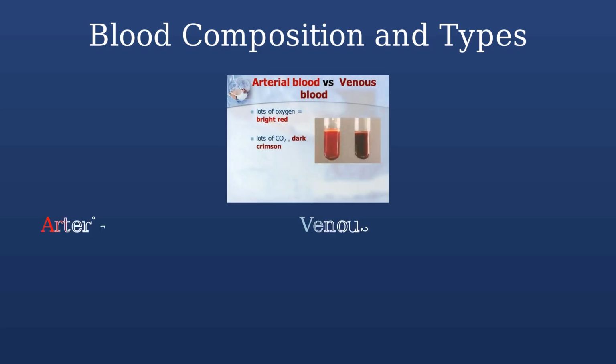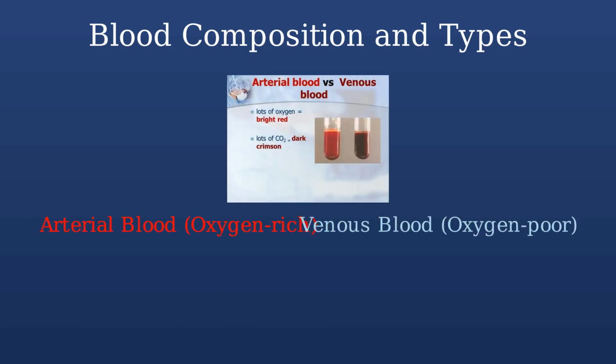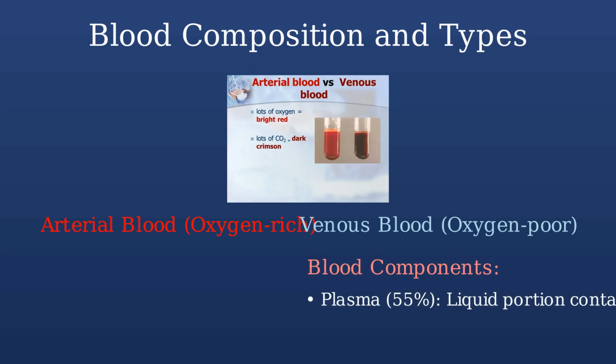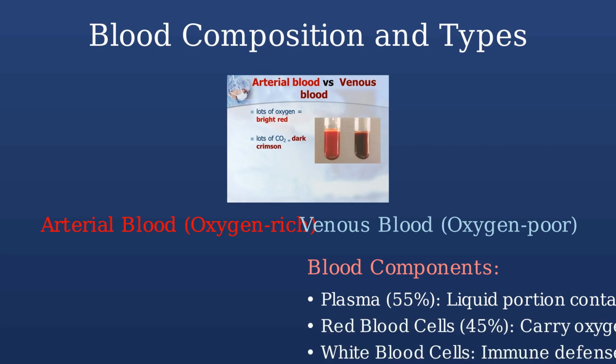Blood is a specialized transport medium that changes color based on its oxygen content. Arterial blood is bright red due to its high oxygen content, while venous blood is darker due to higher levels of carbon dioxide. Blood consists of several components. Plasma makes up about 55% and is the liquid portion containing water, proteins, and nutrients. Red blood cells comprise about 45% and are responsible for carrying oxygen and carbon dioxide. White blood cells provide immune defense, while platelets are essential for blood clotting.